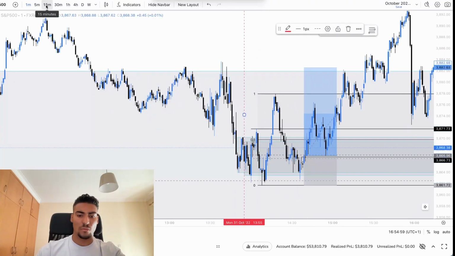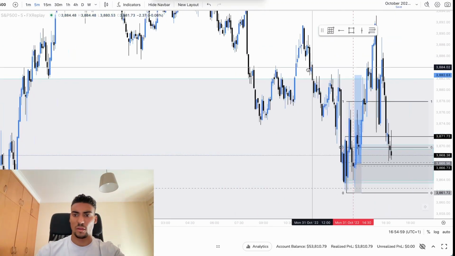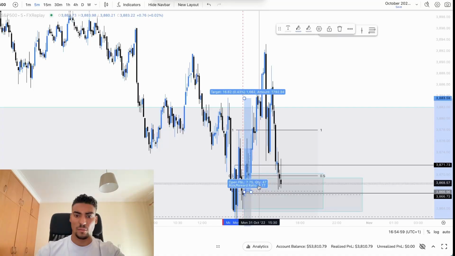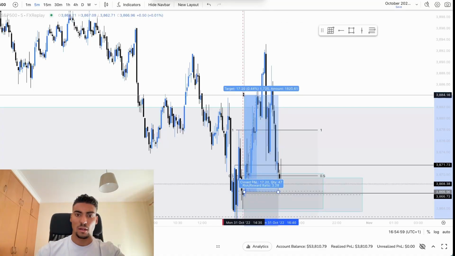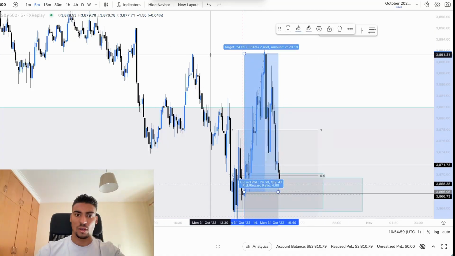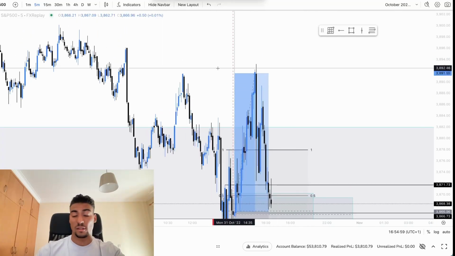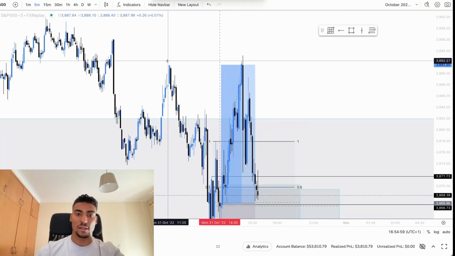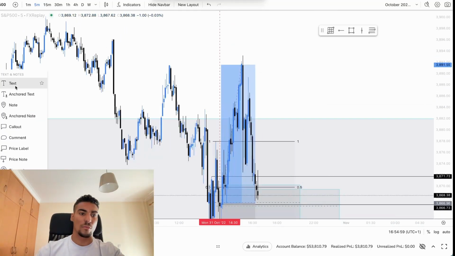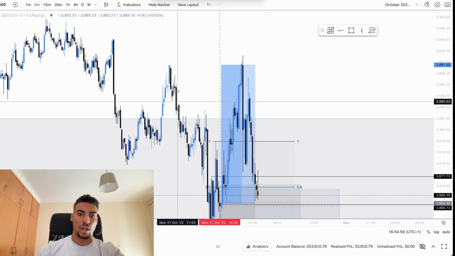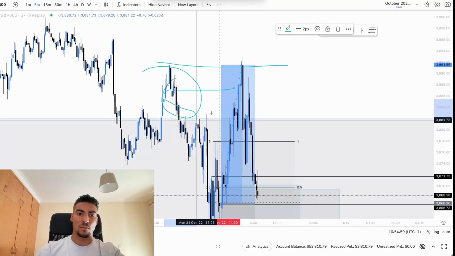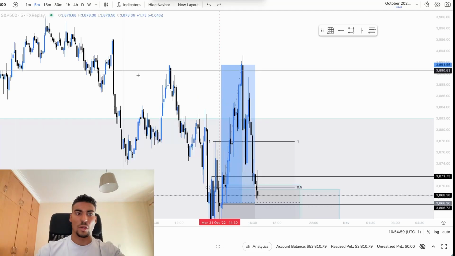I'll be aiming personally for the 5 minute highs as first draw on liquidity. So these 5 minute highs will be my first take profit, 1 to 3 ratio, and then right here these highs, the last of the low resistance liquidity. We have these highs, these highs, these highs. This is our low time frame low resistance liquidity, which we can target. So yeah, we can target that.